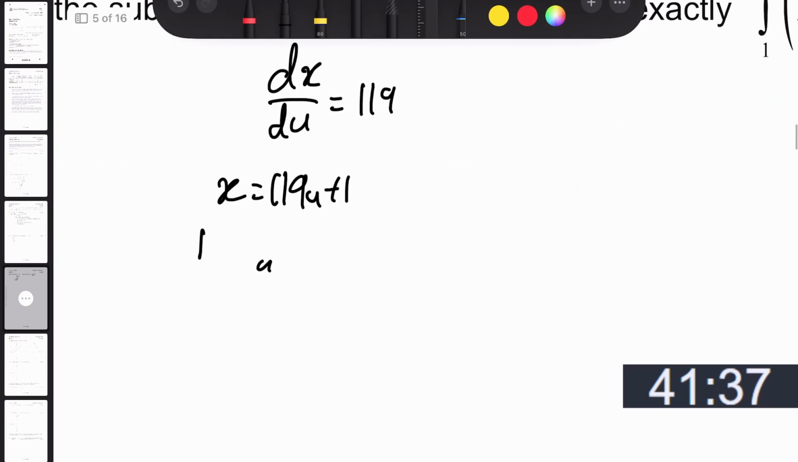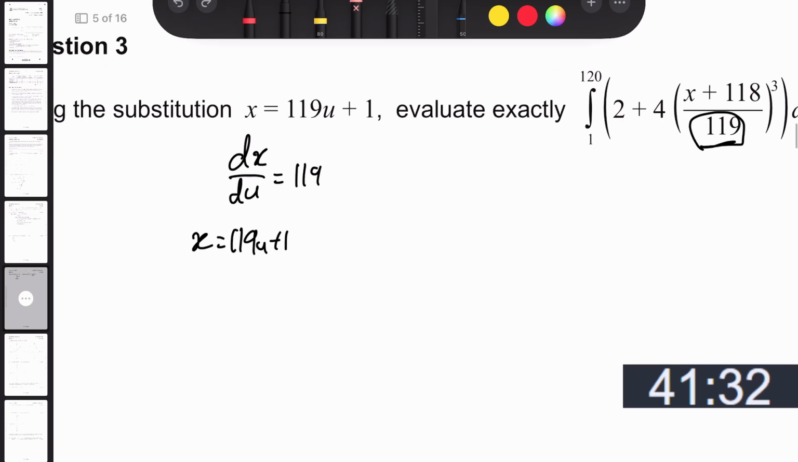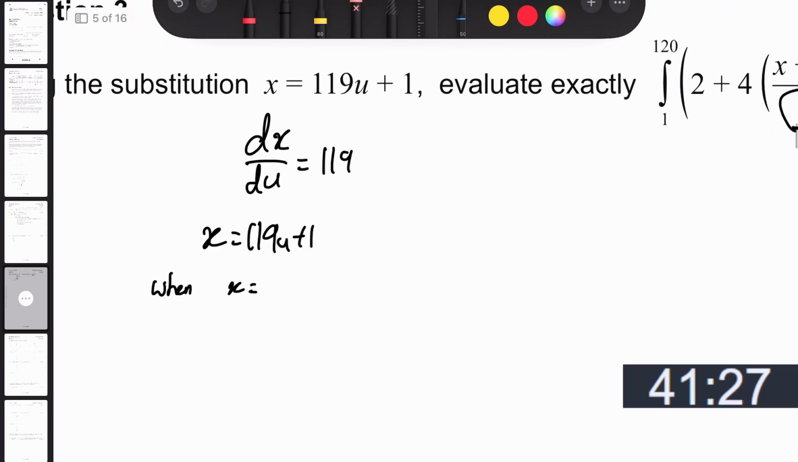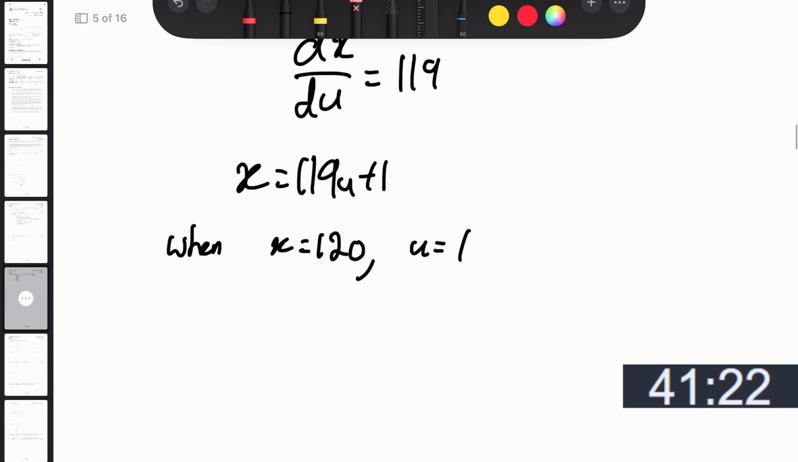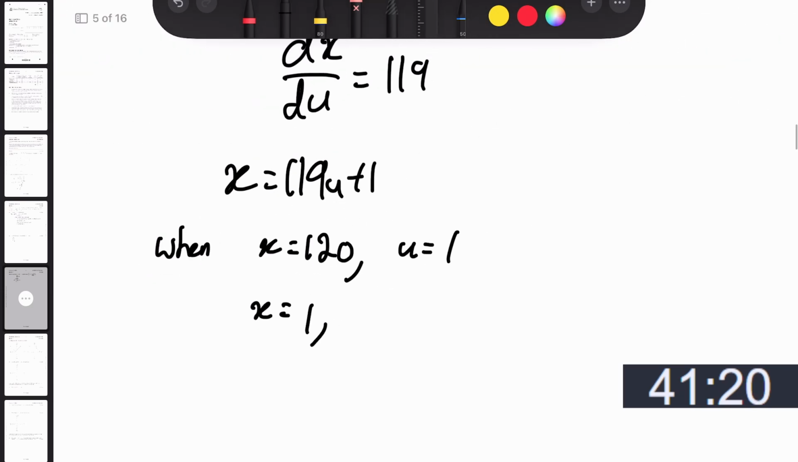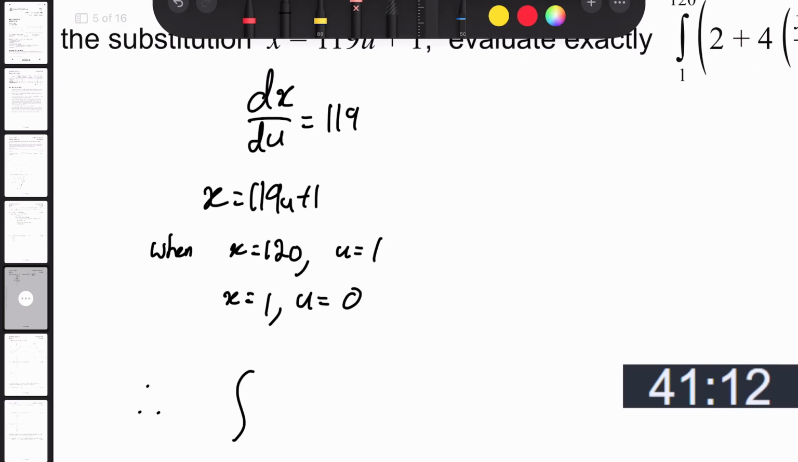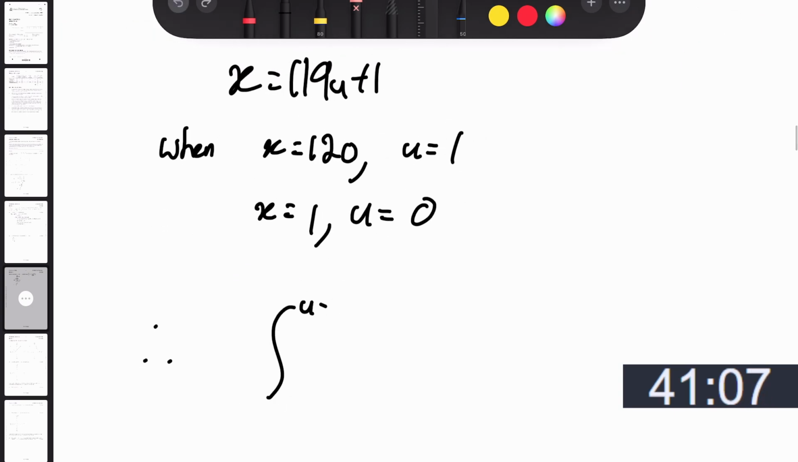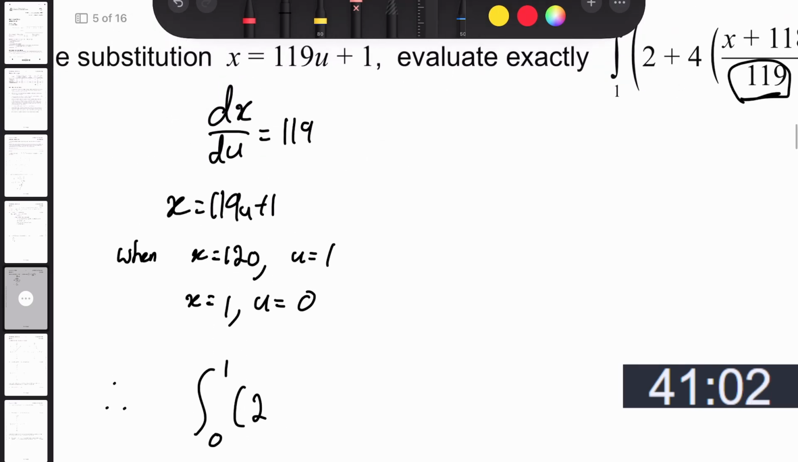Okay, I think I'm just going to, actually no, never mind. I can see how it's going to work, because I sub in x here, we're going to 119 and we're going to 118. Okay, it's fine. So we can say when x is equal to 120, u is equal to 1, and when x is equal to 1, u is going to equal 0. So then let's sub this in, so u equals 1, 0, and then it's going to stay as 2.